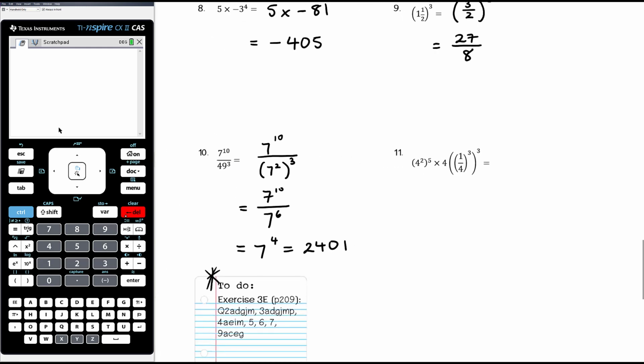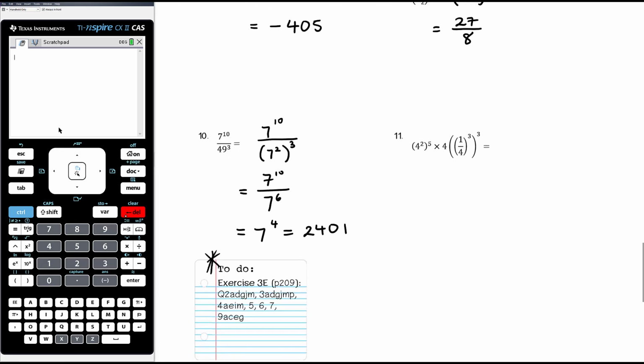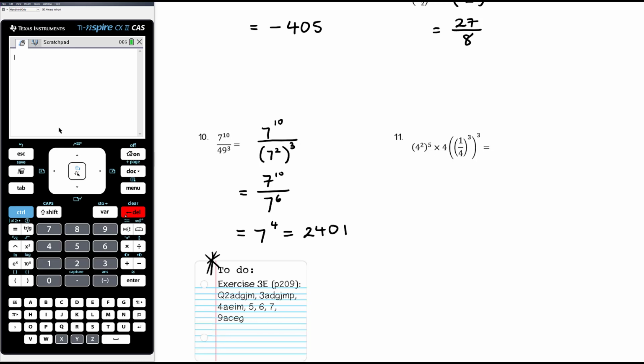Okay, and then question 11 here, we've got 4 squared and then to the power of 5, times 4, times a quarter cubed and then cubed again. The key thing here is there's lots going on, but everything's got a base of 4. So let's just focus on leaving everything as powers and simplifying things until we can see what's going on. So 4 squared and then to the power of 5, that's 4 to the power of 10, multiplied by 4, that's 4 to the power of 1. And then we've got times 1 cubed over 4 cubed. So we're going to have 1 over 4 cubed, and then all of that cubed.